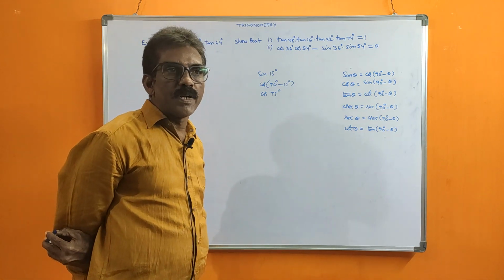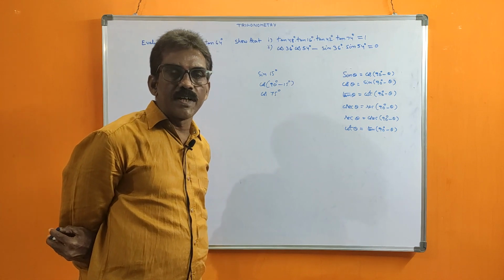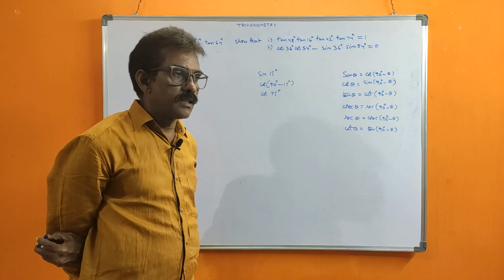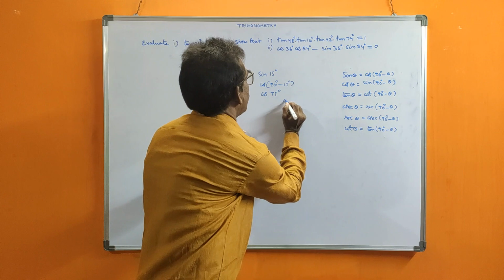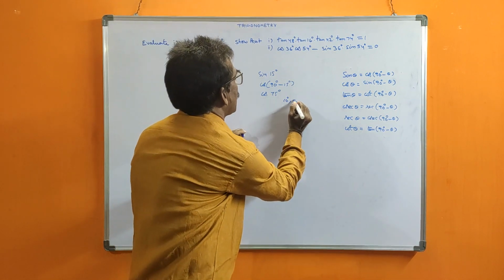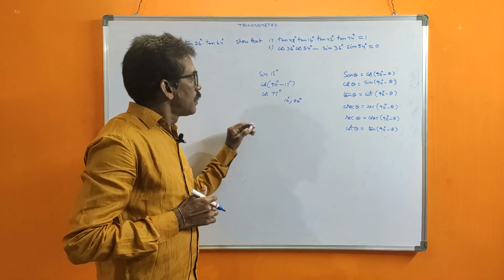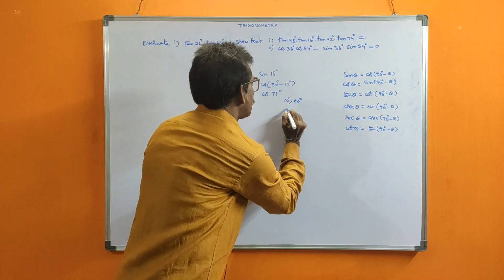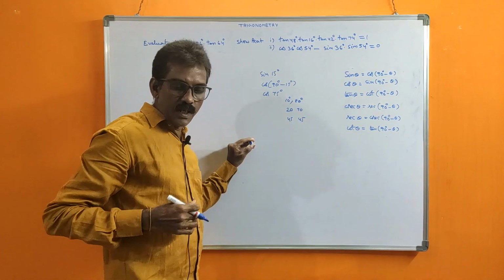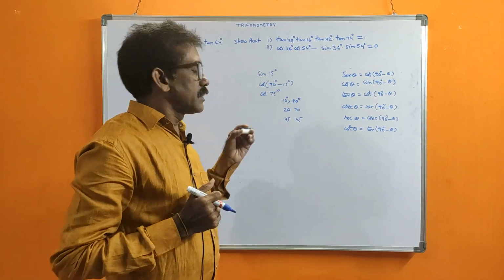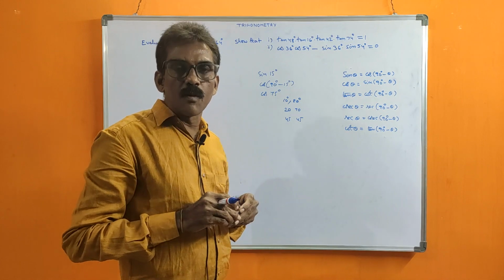What is meant by complementary angles? If the sum of any two angles is equal to 90 degrees, then those two angles are called complementary angles. Suppose you take 10 degrees, what is the complementary angle? 80 degrees, because the sum of these two is 90 degrees. So for any angles, like this, 20 means 70, 45 means 45, but the sum should be 90. Okay, if the sum of the two angles is 90, those are complementary angles.